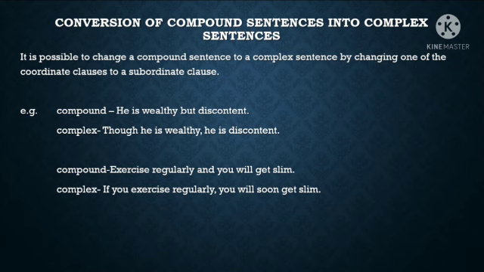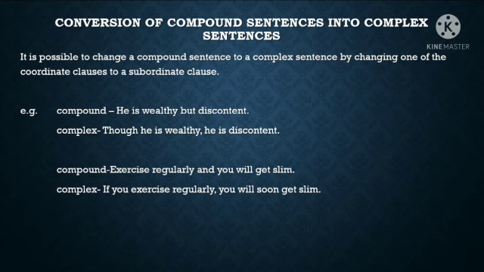See the question. He is wealthy but discontent. He is wealthy but discontent means he is wealthy but he is discontent. See the complex sentence: Though he is wealthy, he is discontent. Two things you have to keep in mind when you change a compound sentence into a complex sentence. You have to keep one of the main clauses in the compound sentence as it is when you convert it into a complex sentence.